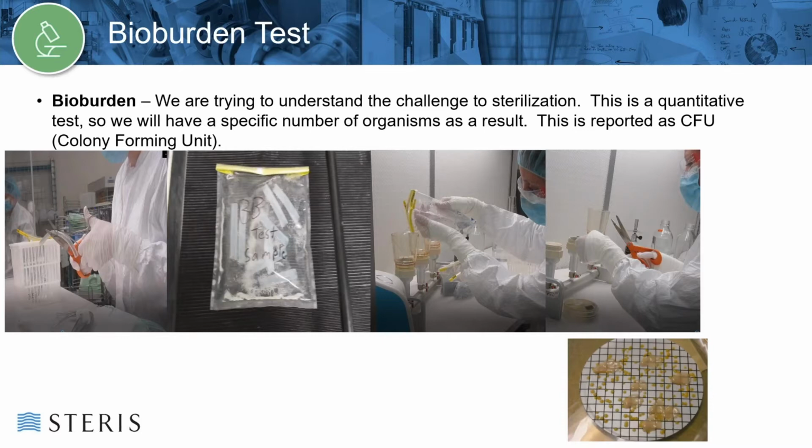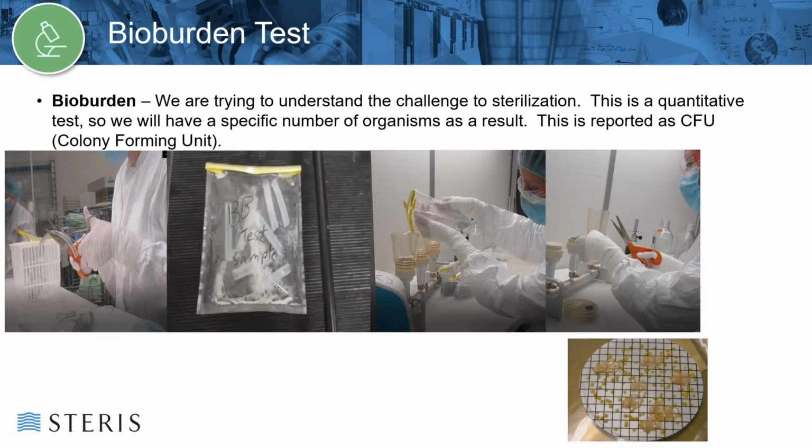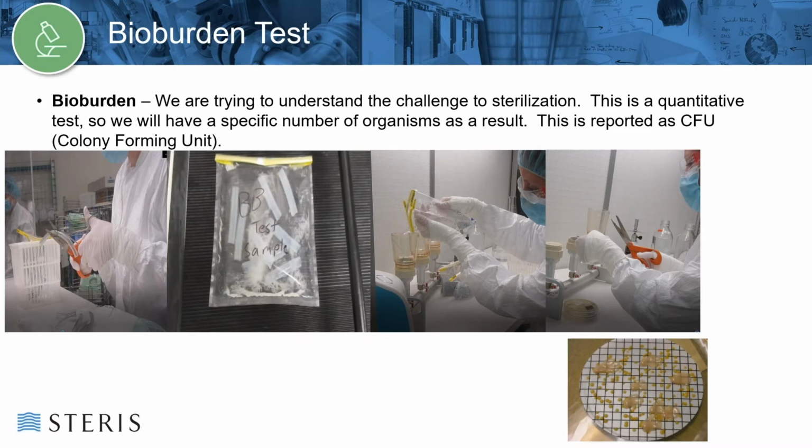In a bioburden test, we start by preparing the sample for extraction. Using sterile tools, a testing technician may cut up, disassemble, or flush a device. The device is then placed into a sterile extraction container, such as a bag or jar.